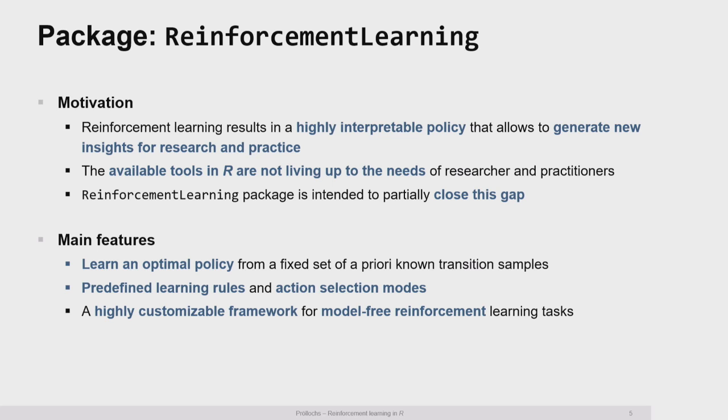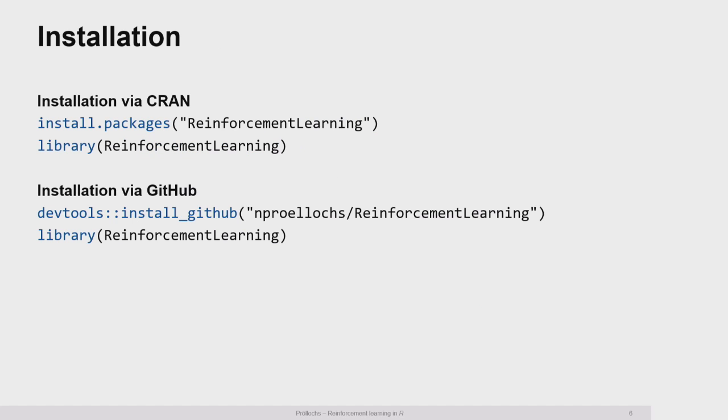So what are the main features of this package? First, we learn an optimal policy from a fixed set of known transition samples. You can think of this as basically batch reinforcement learning. We have a number of predefined learning rules and action selection modes, and we also offer a highly customizable framework which allows you to perform model-free reinforcement learning. So how can you install the package? You can install the package via CRAN, just using the install.packages command and the library command, and you can also get the latest updates via GitHub.